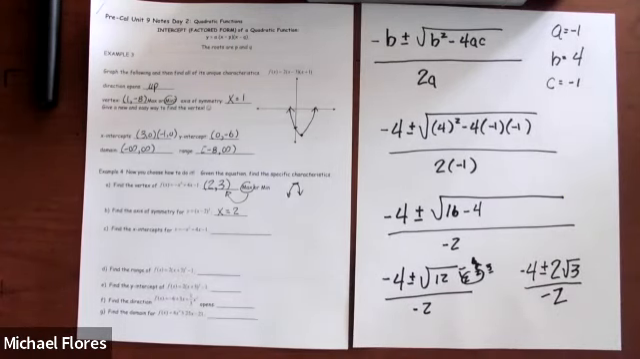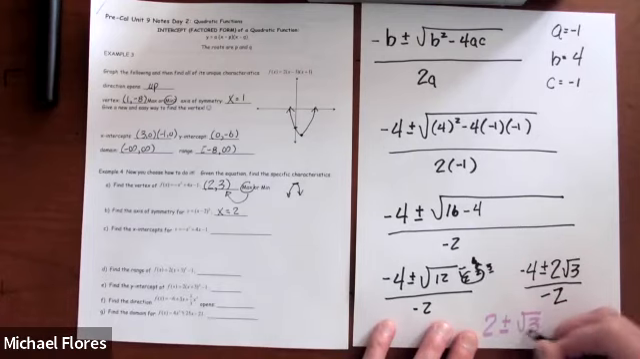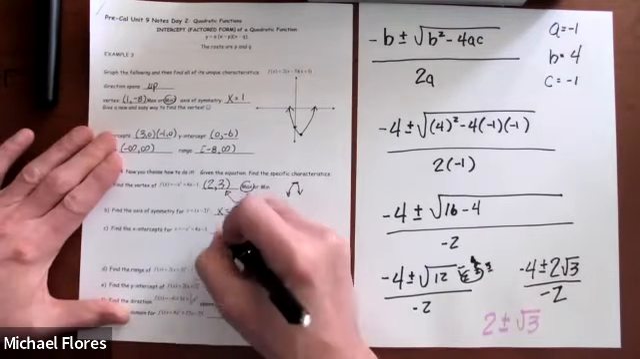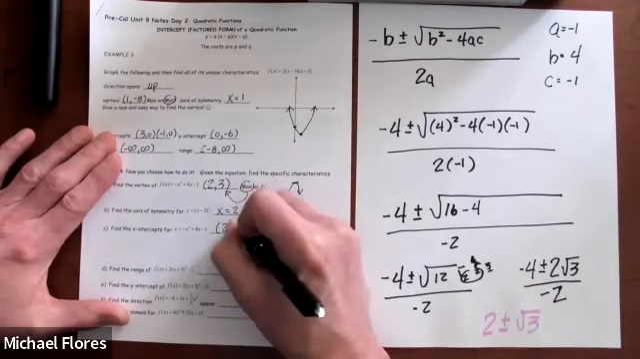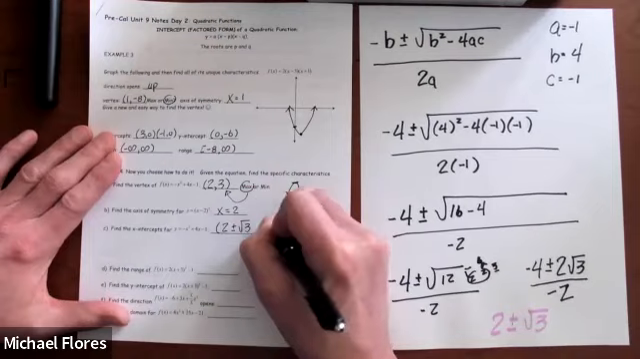Okay, and now note that all these numbers, not including the root, are all divisible by 2. So we would need to divide them all by 2. Negative 4 divided by negative 2, that'd be positive 2. Plus or minus 2 divided by 2, they cancel. Root 3. We do not have a denominator any longer. 2 plus or minus root 3, those are our x-intercepts. 2 plus or minus root 3 comma 0.